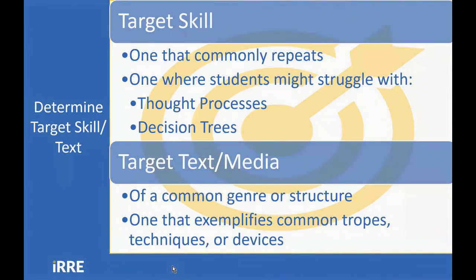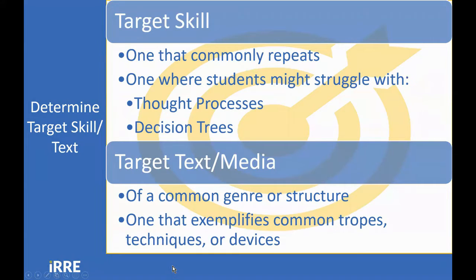Okay. So the first one, determine the target skill in text. The target skill is, oftentimes we choose one that's commonly repeated because we want this think aloud to be something that the kids not only use today, but they use tomorrow, next week, and the week after, and the month after. Thinking about one where students struggle with either the thought processes or the decision trees that they should be doing already in their mind.